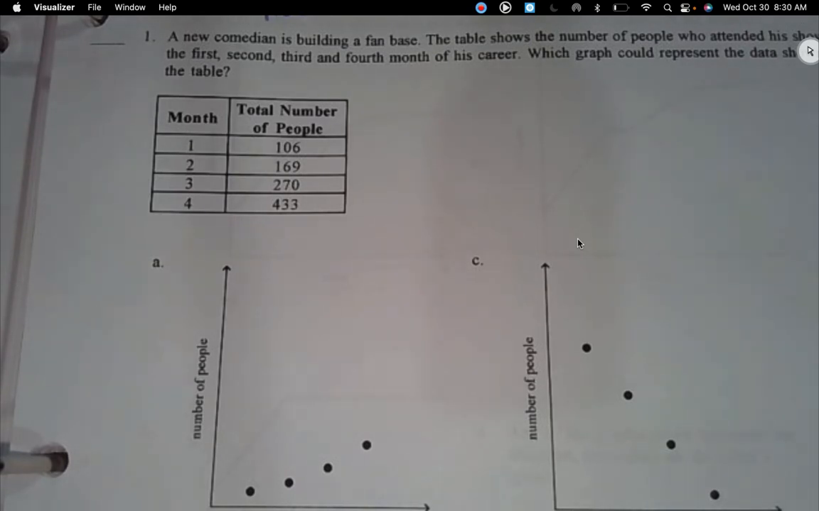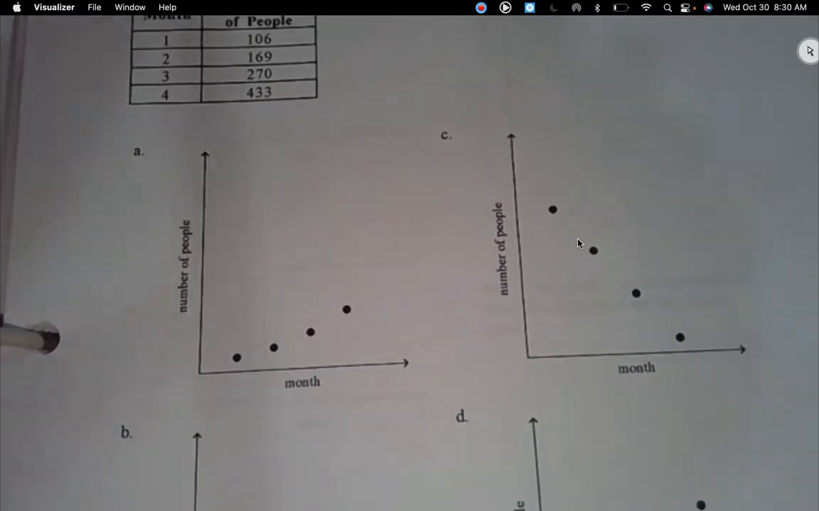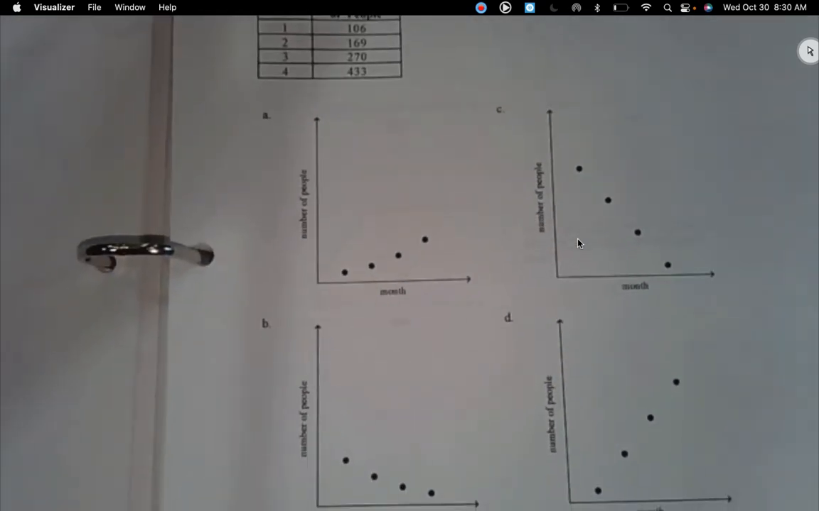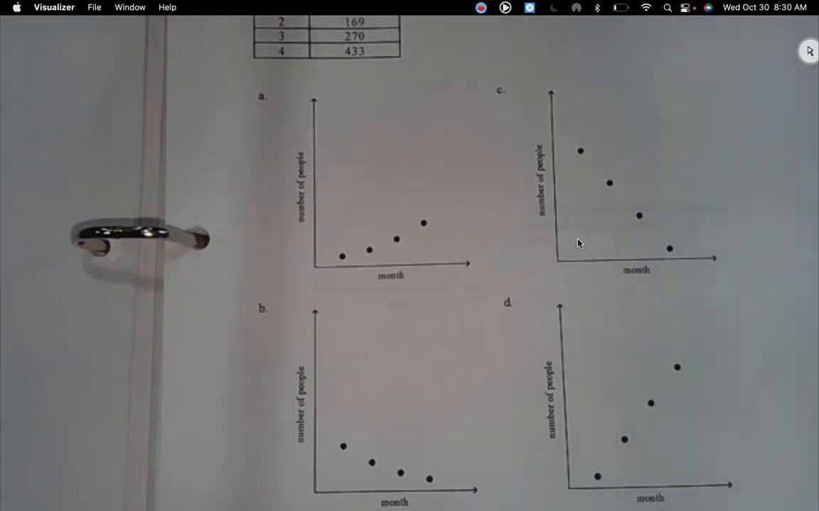So let's look. I'm going to try and zoom out a little bit so we can see our table and all of our graph choices. Okay, so the first number, we can't see it, but it goes from 106 to 169 to 270 to 433. So we need to see, are we going up the same amount every time? Like this one goes up the same amount every time, right here. Doesn't it look like the same gap? What is this one doing? It goes up a little, it goes up more, and then it goes up more. There are little jumps in how much it increases. These two are going down. His fan base is not going down.